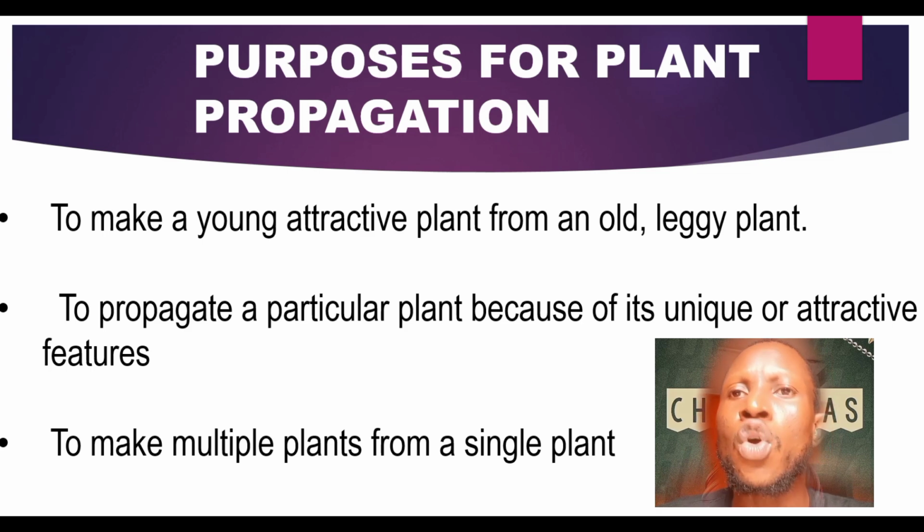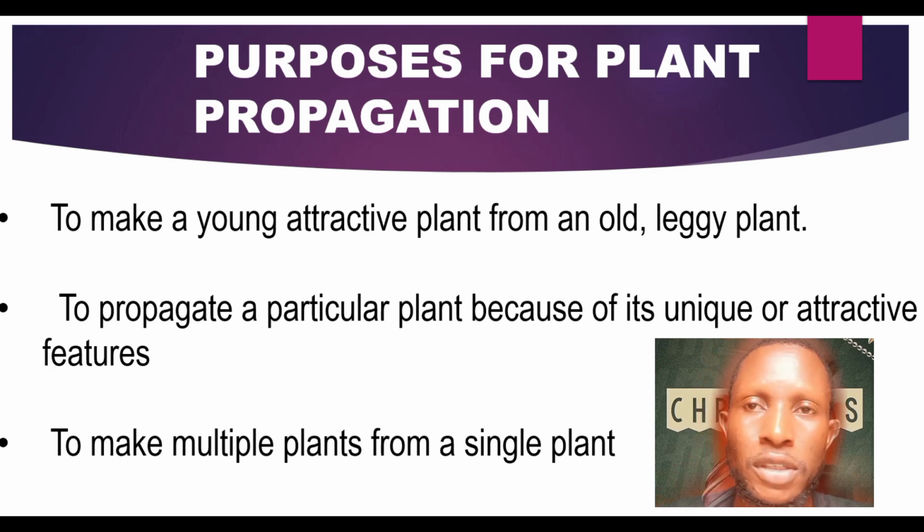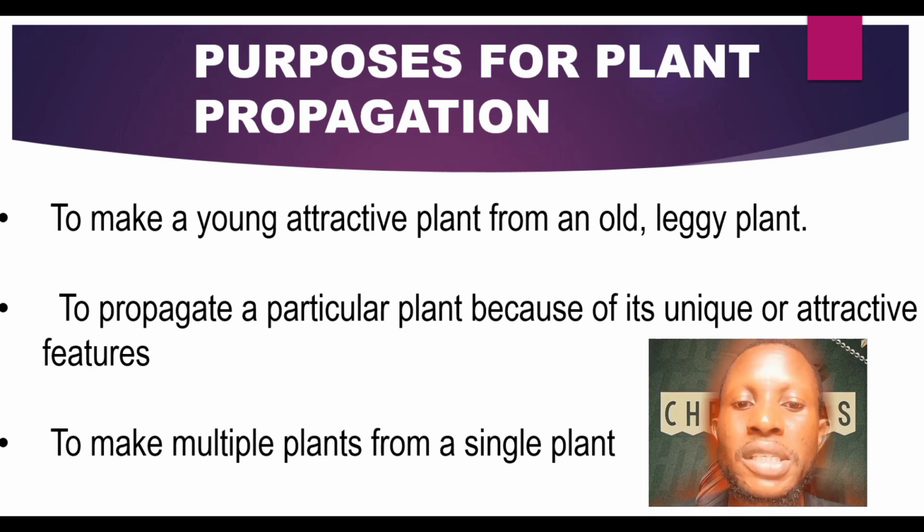Number 2 is to propagate a particular plant because of its unique or attractive feature. Like what I just finished saying, you are propagating a plant because of its unique or attractive feature. There is something you see within that plant, like the size of the fruit. Something must have made you want to propagate this plant, the uniqueness or attractiveness of that plant.